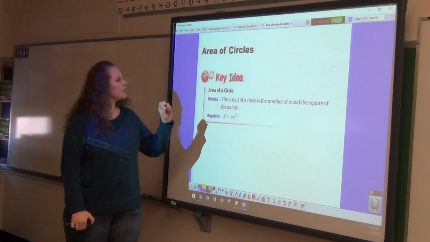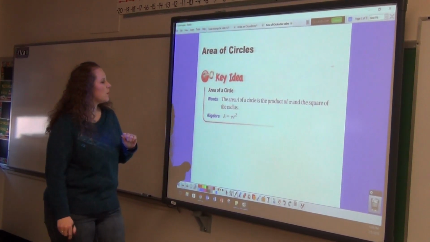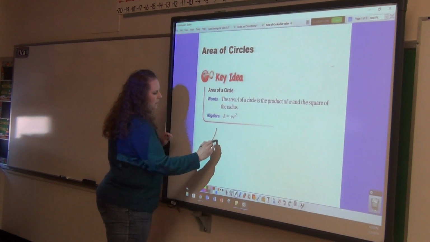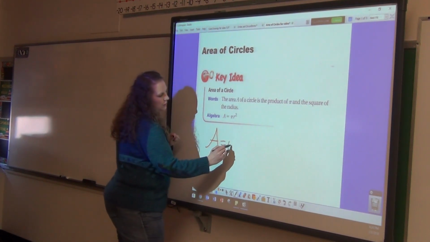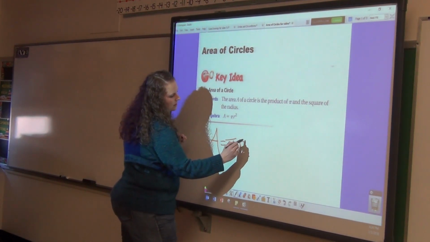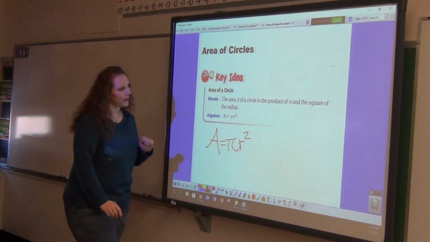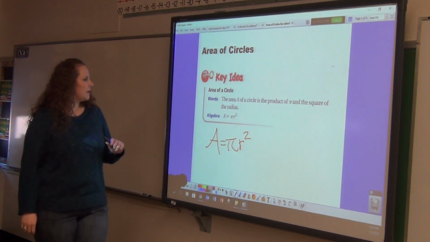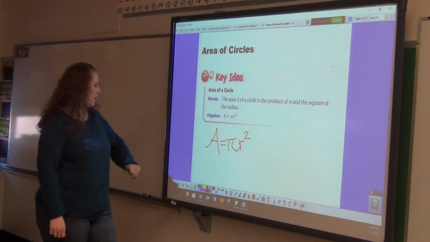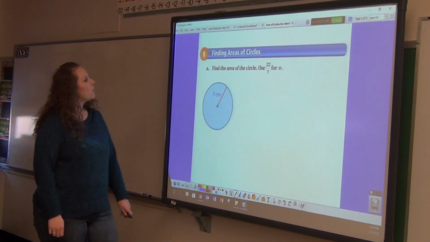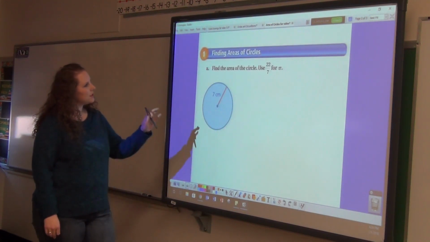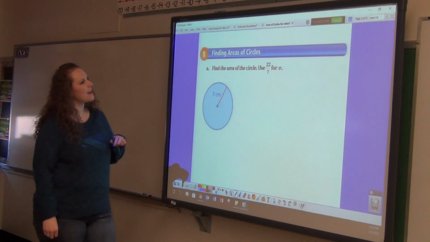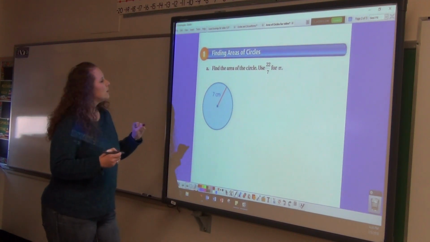Now we are going to talk about area of a circle. So area, if you can't see this, I'll make it a little bit bigger. Area of a circle equals pi times the radius squared. Okay? So area equals pi r squared. We need to find the area of the circle, and we're going to use 22/7 for pi.